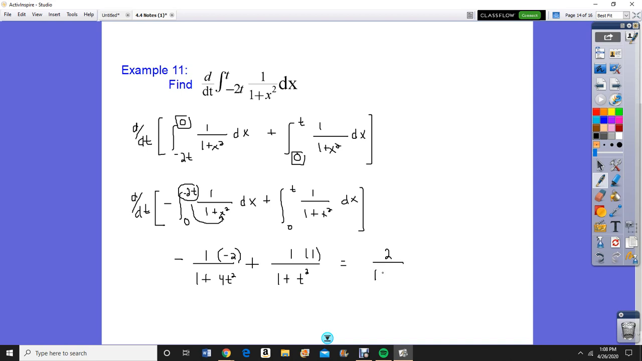And that is this: 2 divided by the quantity of 1 plus 4t squared, plus 1 divided by the quantity of 1 plus t squared. And with that, you have an example where both the lower bound and upper bound were variable expressions.